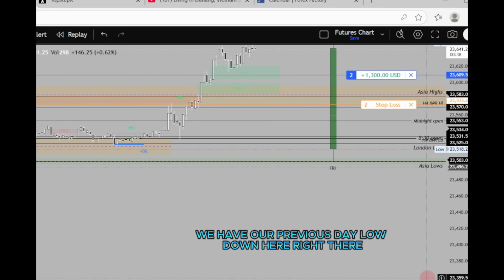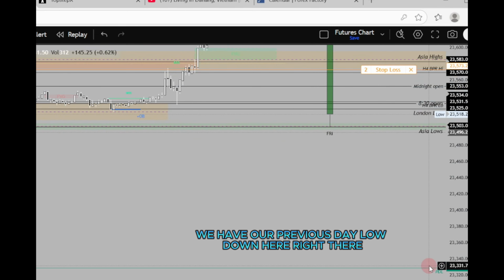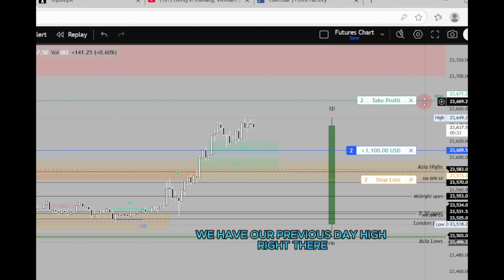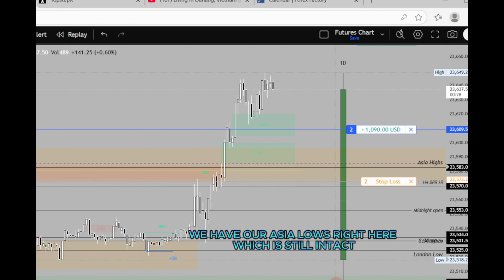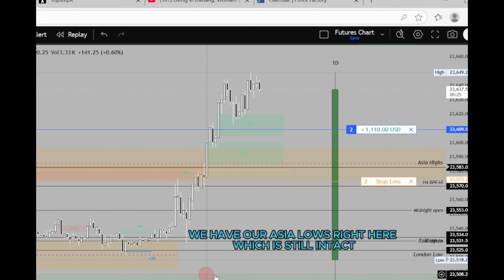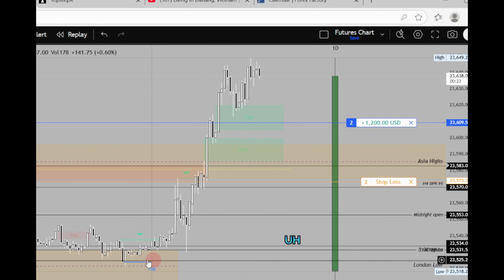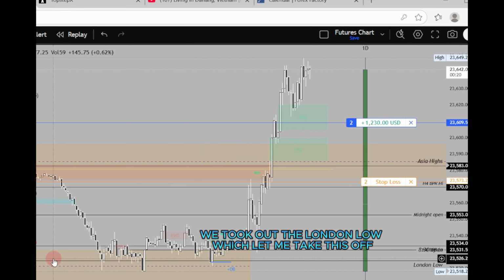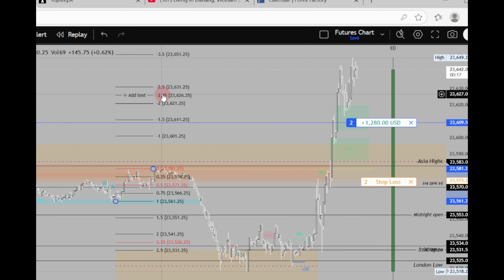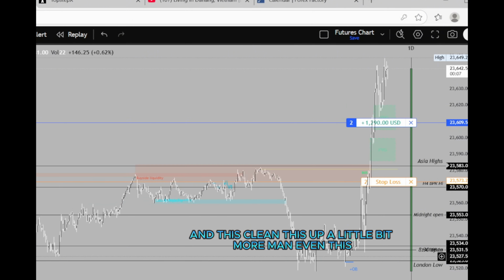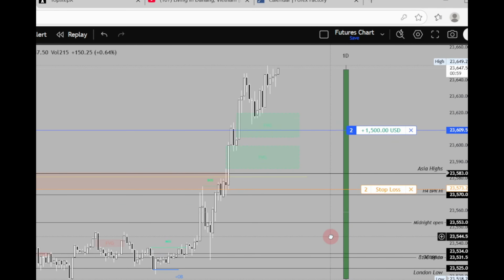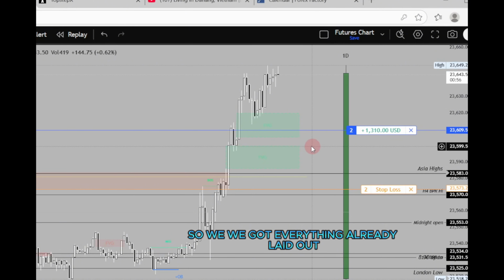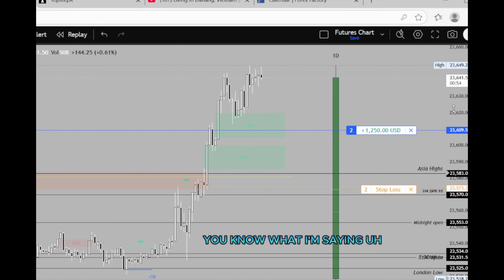have our previous day low down here, right there. We have our previous day high right there. We have our Asia lows right here, which is still intact. We took out the London low, which let me take this off. And this is our London low. All right. Here's our midnight open. So we got everything already laid out. You know what I'm saying?